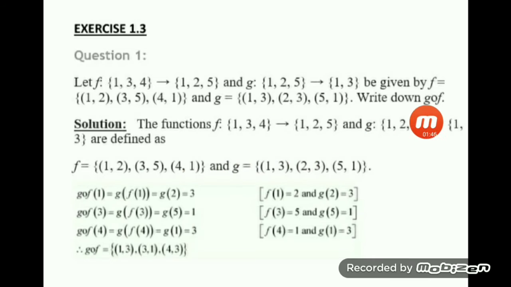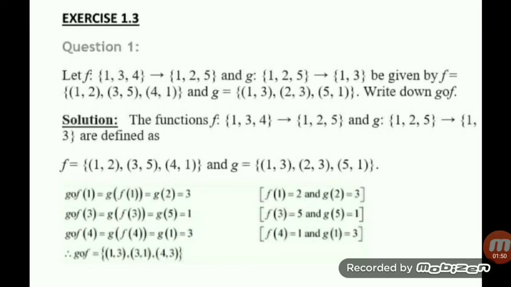After that, as you have to find gof, we use the definition I had explained here. By the definition of gof, first you have to take the element of the first set. Your first domain is the domain of f, then the domain of g, and after that the last set {1, 3}. The first element is 1, so you have to consider gof of 1. That means in the place of x we have gof of 1. By definition, gof of 1 is g of f of 1.